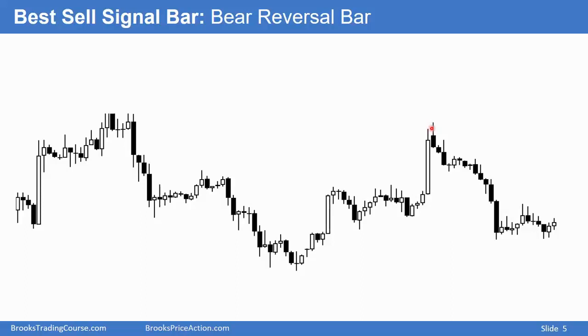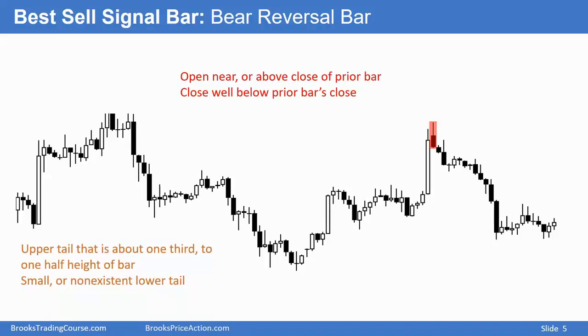And you can see the follow-through bar. Instead of another big bull bar closing well above the top of the range, it's a bear reversal bar. It opened near or above the close of the prior bar, and it closed well below the prior bar's close, in this case just a little bit below, and the tail about a third to a half the size of the bar, and the body reasonably good size. No tail or very small tail on the bottom.